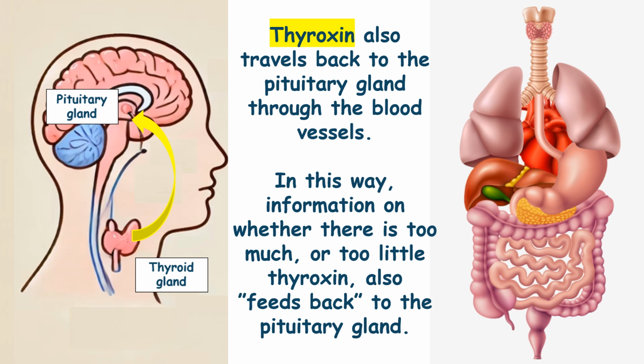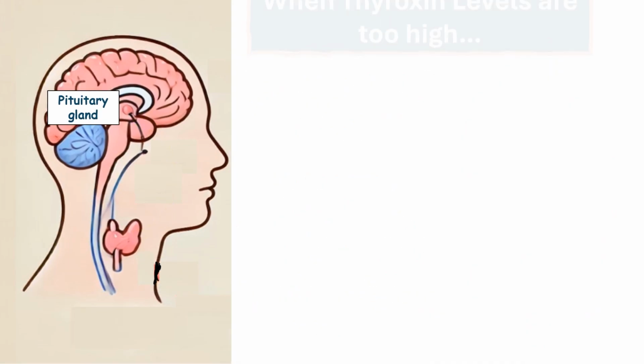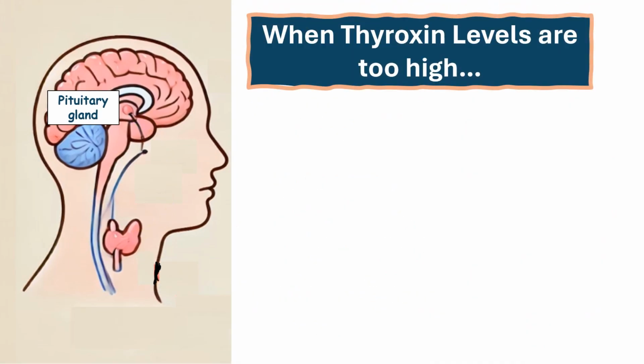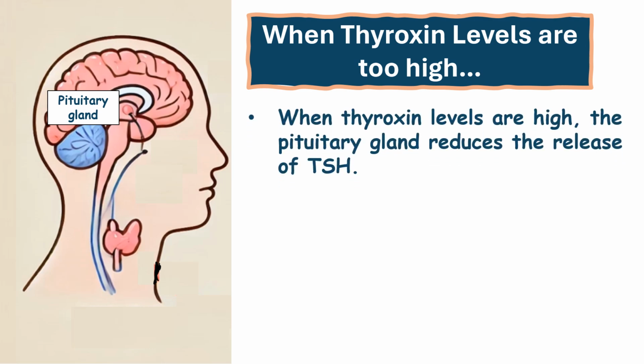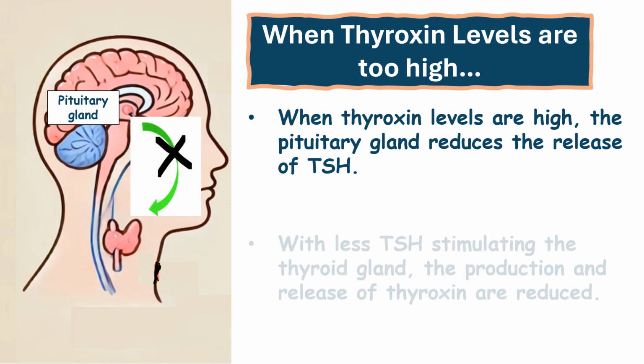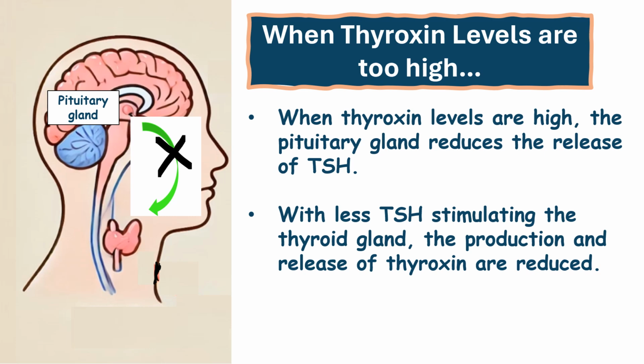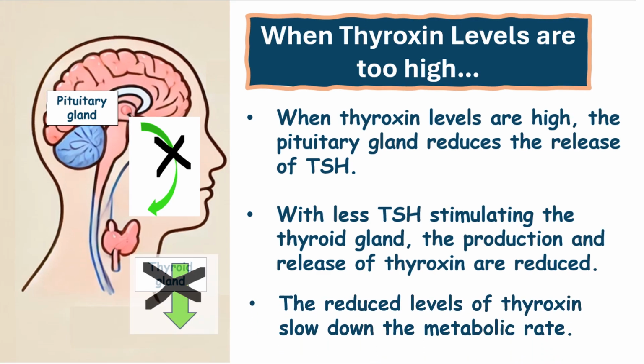So in this way, information on whether there's too little or too much thyroxine is actually fed back to the source, or to the pituitary gland. So the pituitary gland is going to detect this. And then what happens if your thyroxine levels eventually end up being too high is that the pituitary gland again is going to detect it, but then reduce the release of TSH. And because there's now less TSH stimulating the thyroid gland, the production and the release of thyroxine is actually going to cease, and that will slow the metabolic rate.